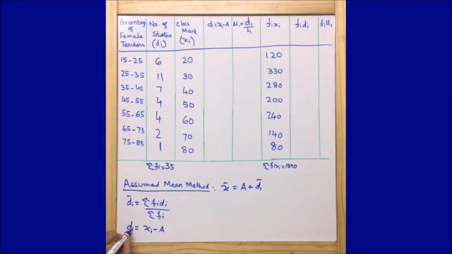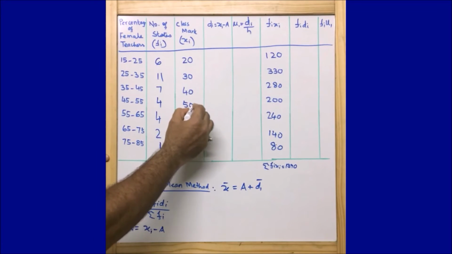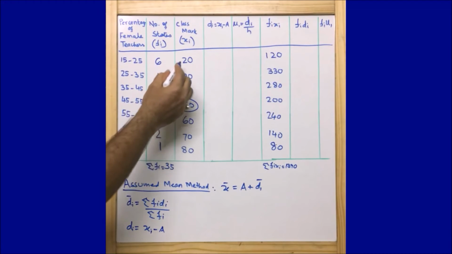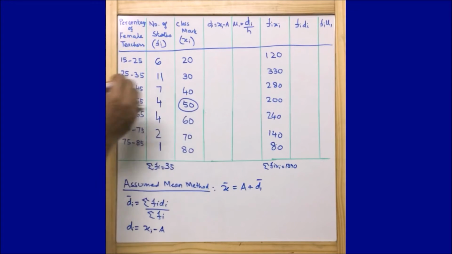So let us first find di, that is class mark minus assumed mean. Let us consider 50 as our assumed mean. Why? Because there are altogether 7 rows and 50 is in the center, so I am considering 50. You can consider 40 or 30, whichever you want.